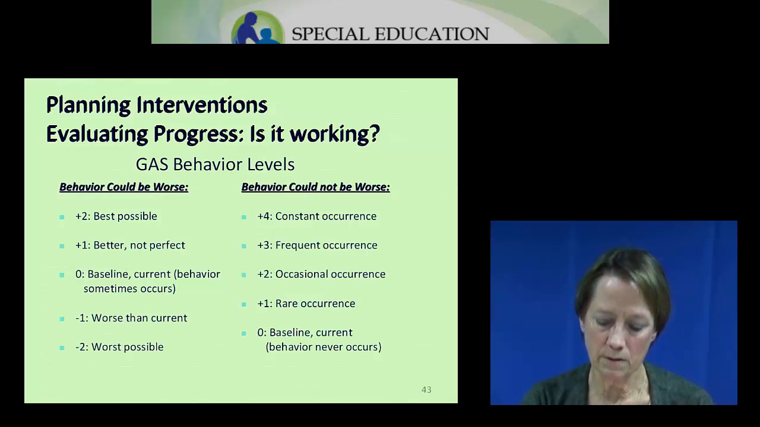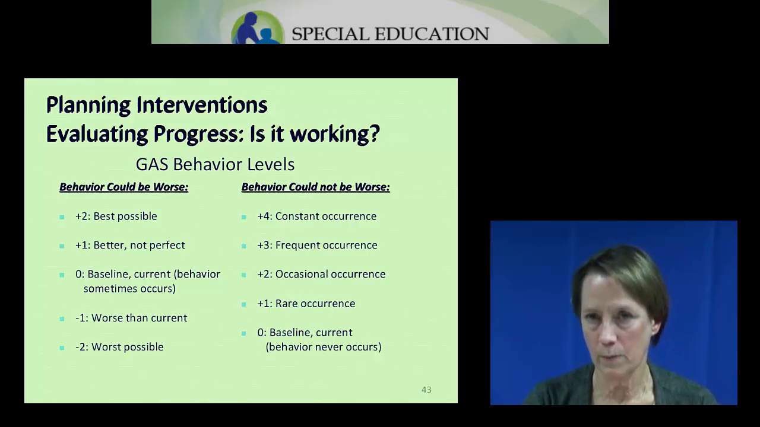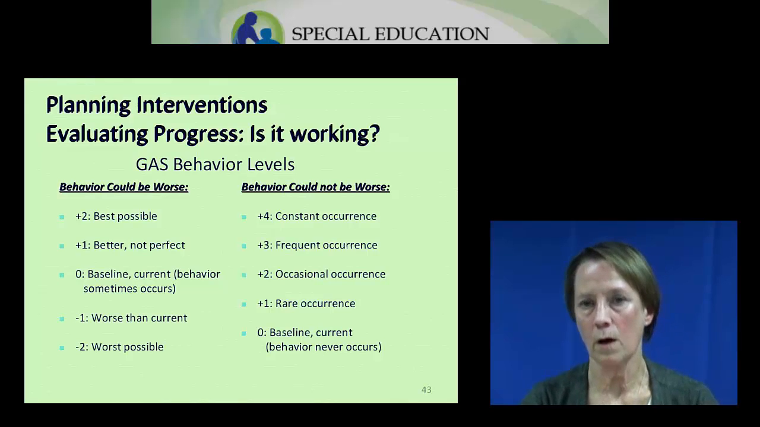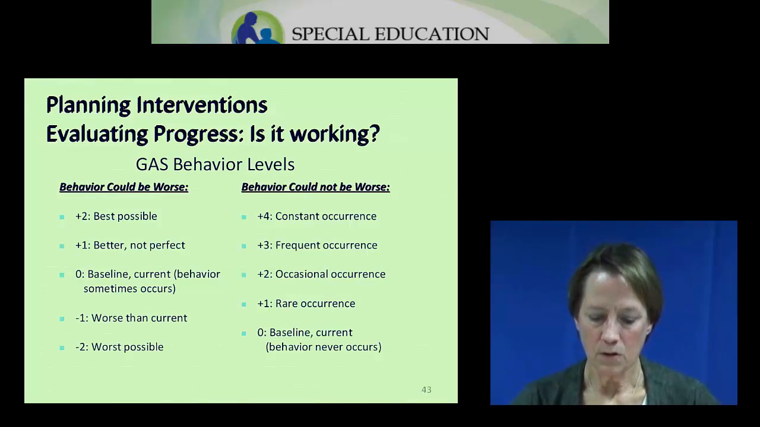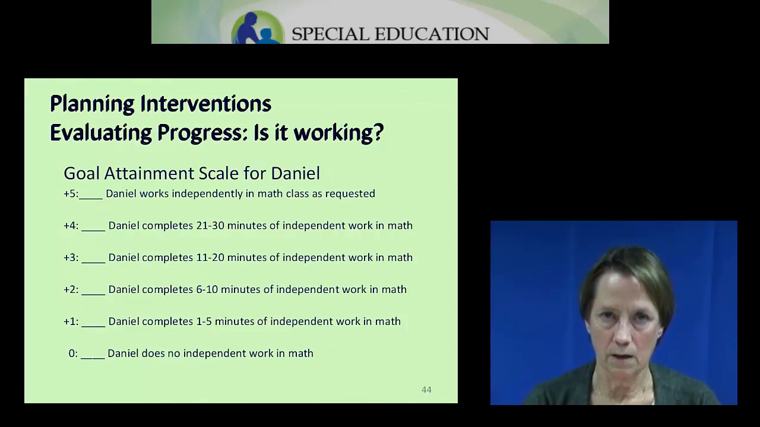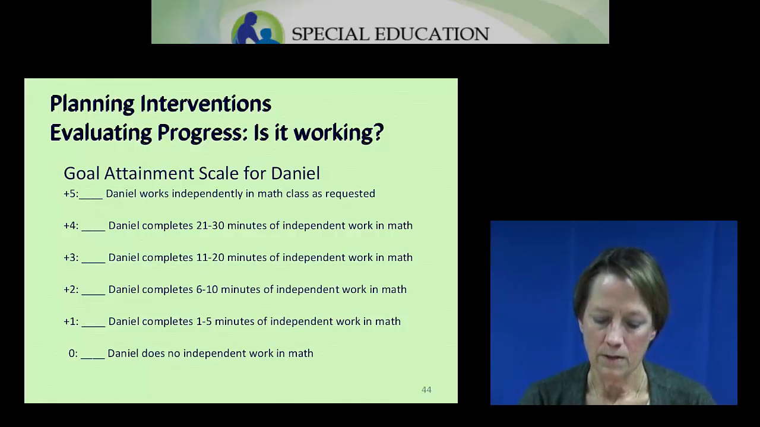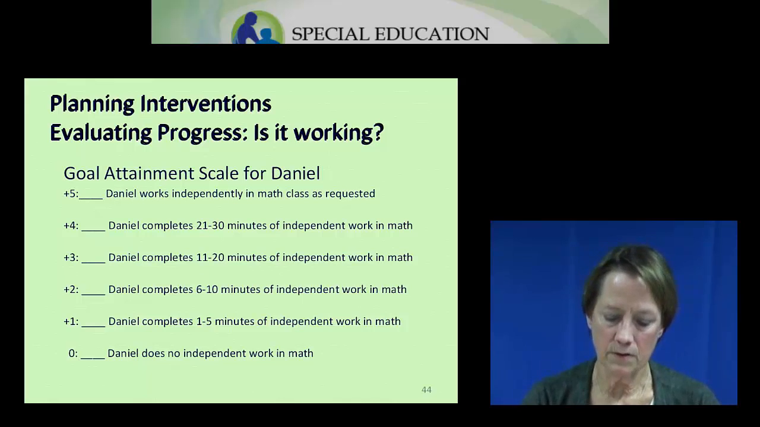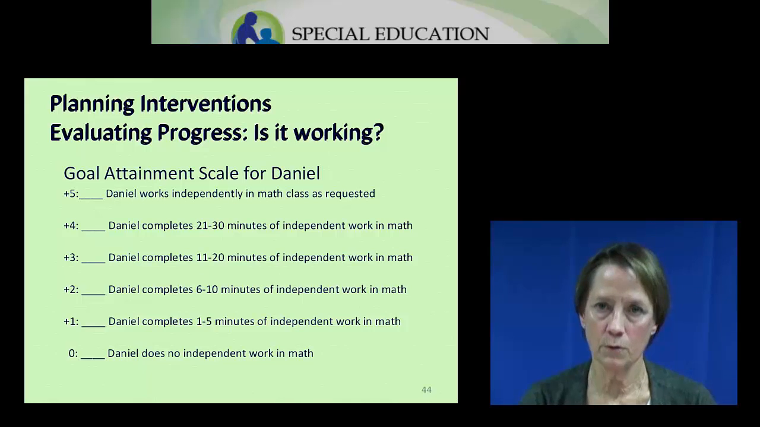So, for example, in Dan's case, we could use the 0 as completing no independent work in math, and then work upward from there. So on this slide, you can see we have now benchmarks for Dan, and we've identified 6 benchmarks, so we have from 0 to +5, and each benchmark requires an increasing level of performance for Dan. You can see that this is a very quick tool to use.